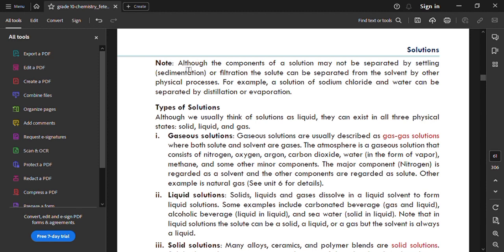So, note. Although components of solution may not be separated by settling or sedimentation or filtration, the solute can be separated from the solvent by other physical processes.